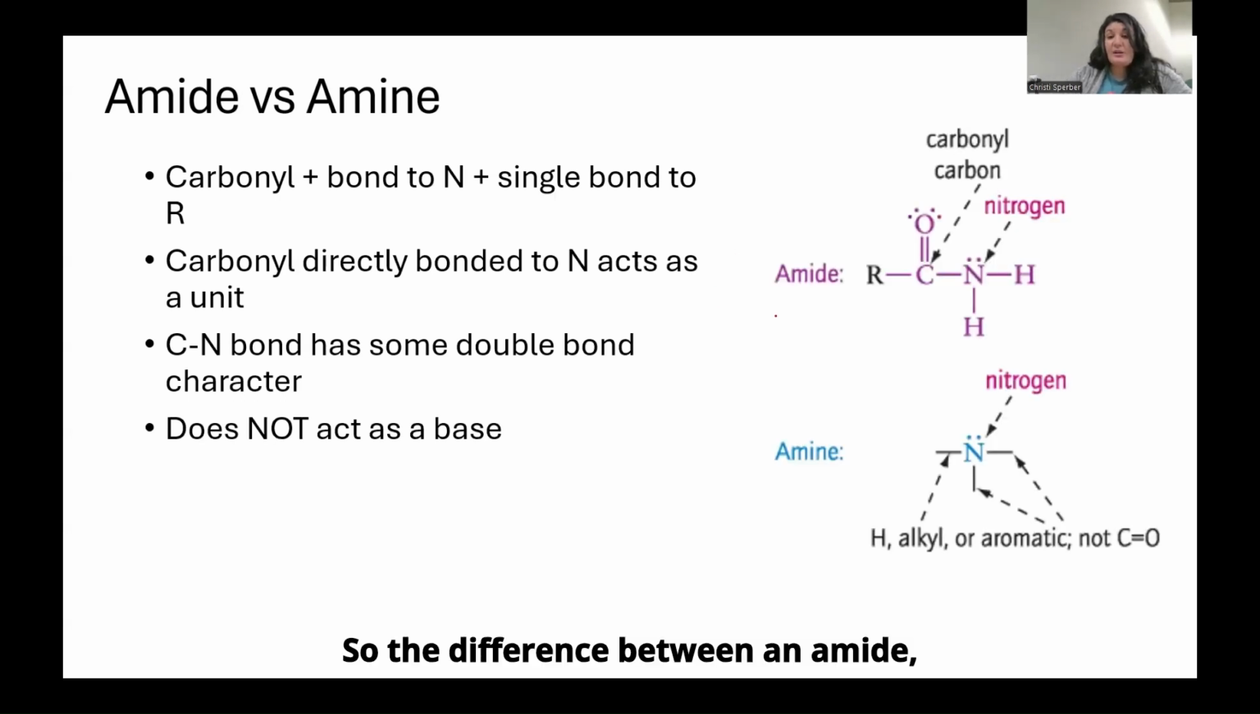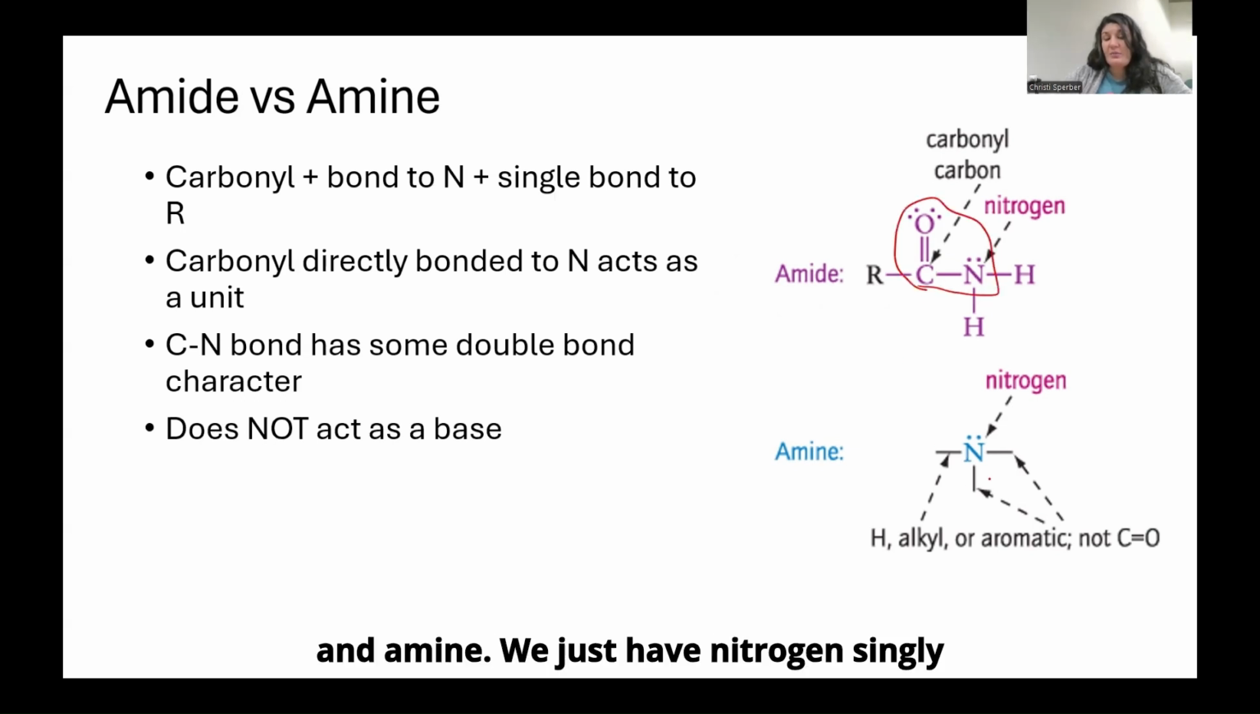So here's an amide: we have the carbonyl carbon and the nitrogen. An amine, we just have nitrogen singly bonded to either hydrogens or an aromatic or an alkyl group, not a carbonyl carbon.